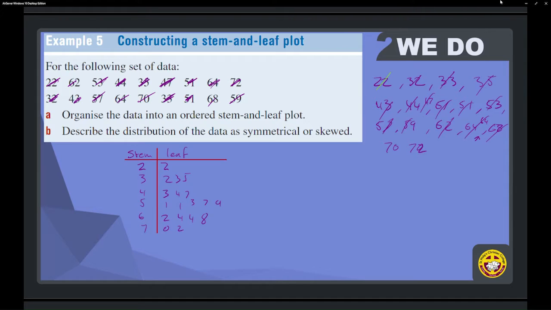Right, let's answer that last question while we're here. Is the data symmetrical or is it skewed? I would say it's very slightly skewed. A majority of the numbers come here at the bottom, so we would call that skewed. But for this moment, the important thing was the drawing of the stem and leaf plot.